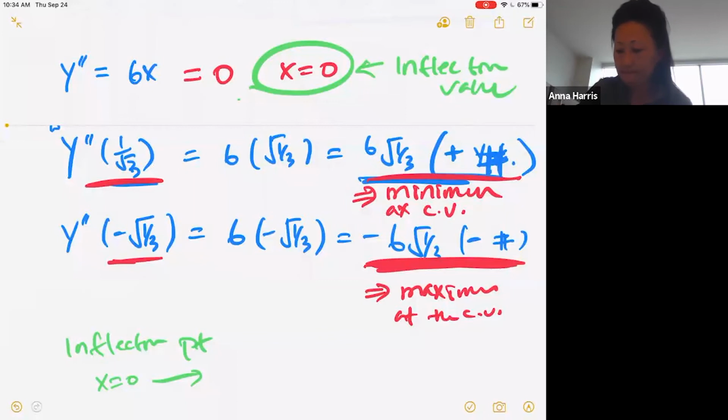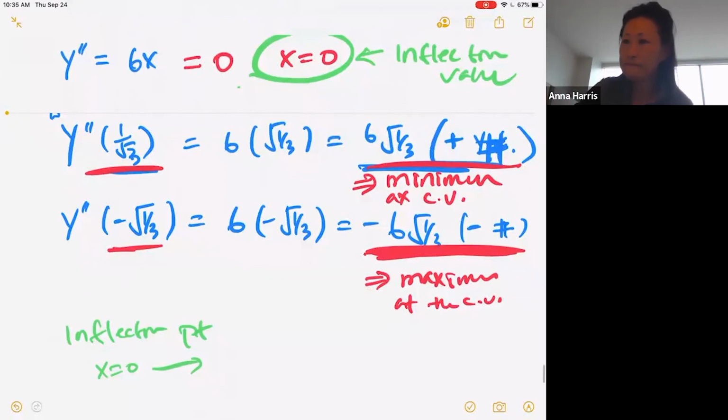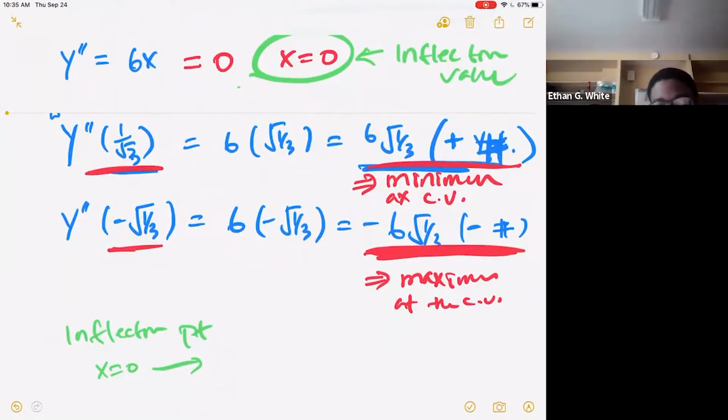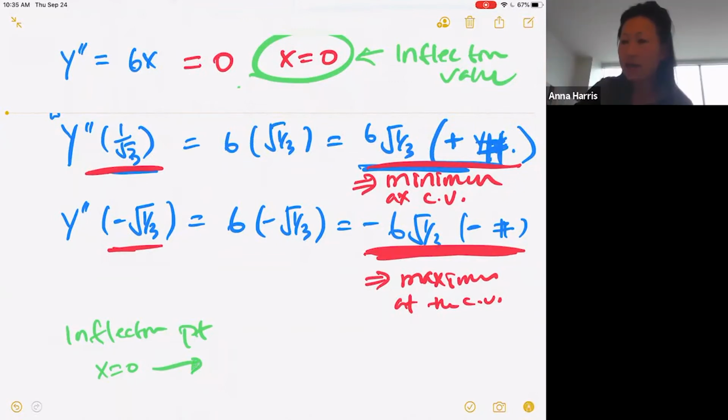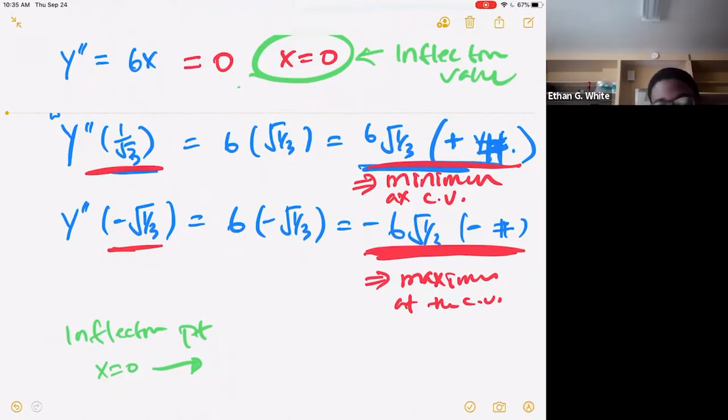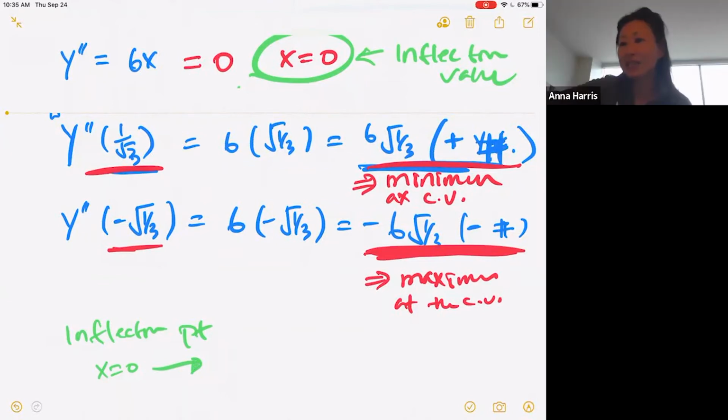Ethan, where should I plug the x equal to 0 to figure out the inflection point? I just got here, so I'm not quite sure. Okay, anybody else? Anybody was listening? I should ask that. India, where should I put this in?